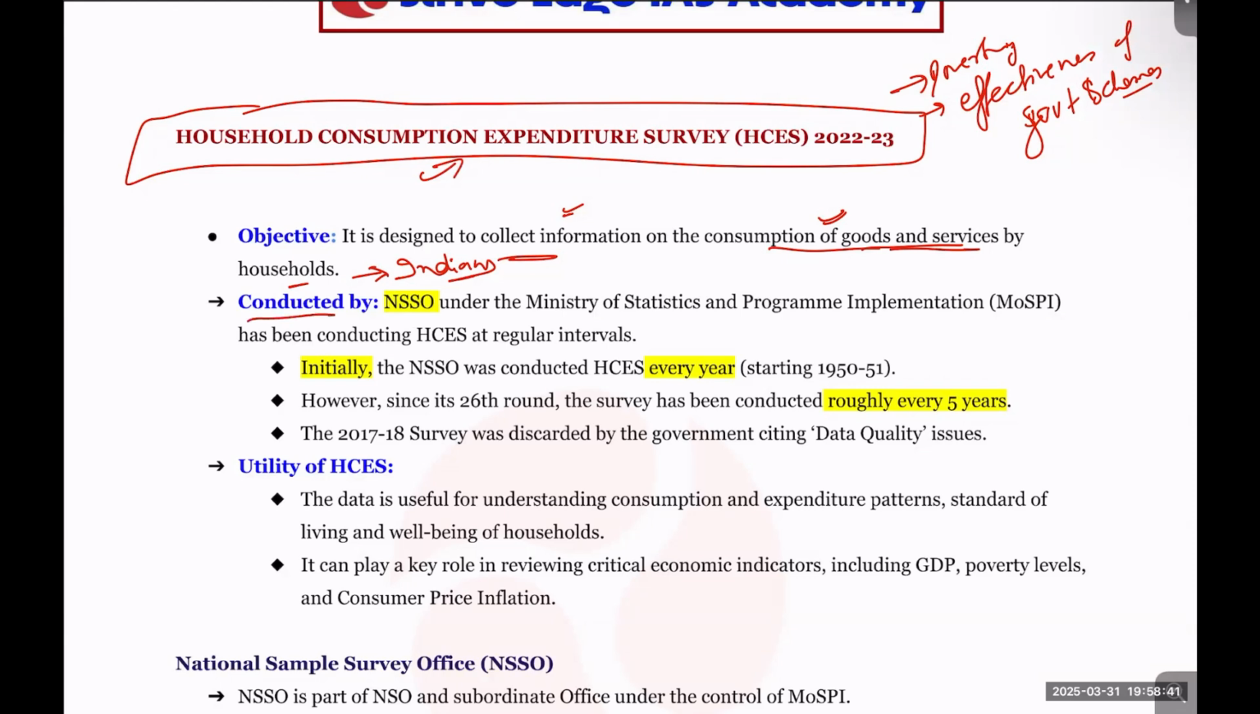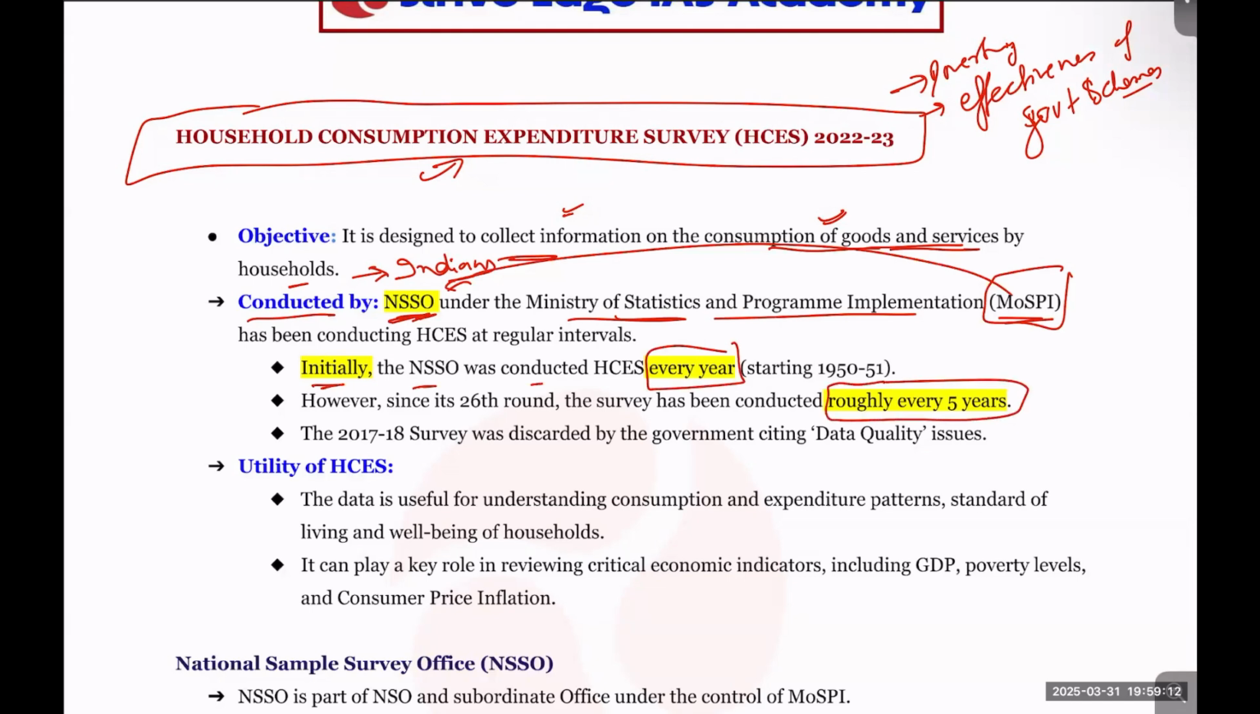So who conducts this survey? It is conducted by the National Sample Survey Office, NSSO, right? Under the Ministry of Statistics and Programme Implementation, MOSPI. It is the ministry, and this NSSO is a department under it, right? Initially, the survey was conducted every year, but now it is conducted roughly every 5 years, right?